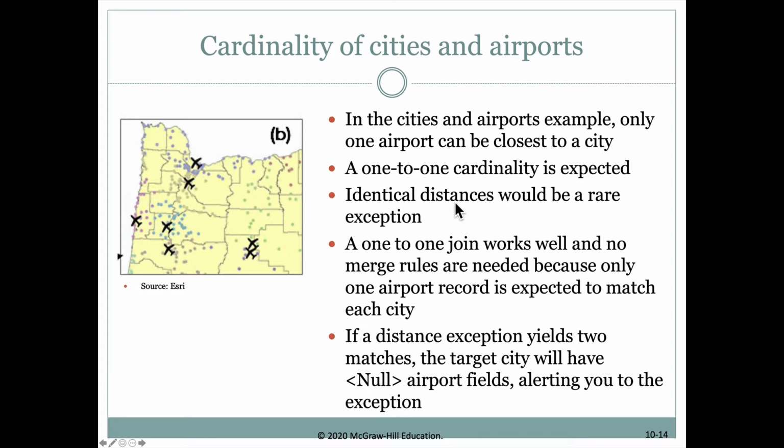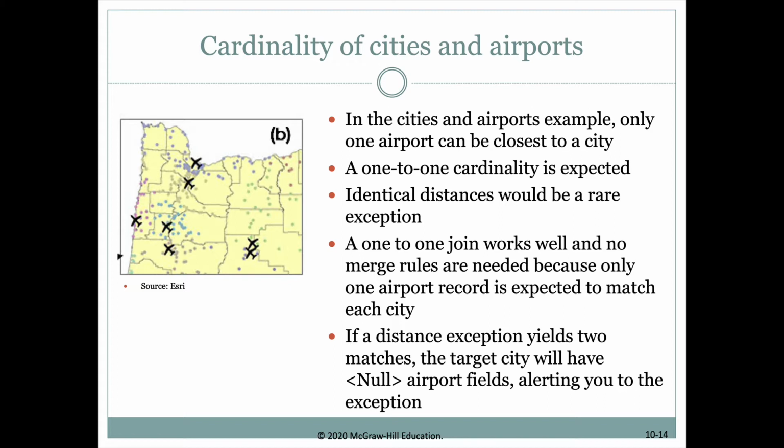It would be unusual for identical distances. That would be a very rare exception because those would have to be very precise distances that are exactly the same. So in this case here, a one-to-one join works well, where each city gets joined to one and only one airport, assuming that no two airports are identical distances from a city.